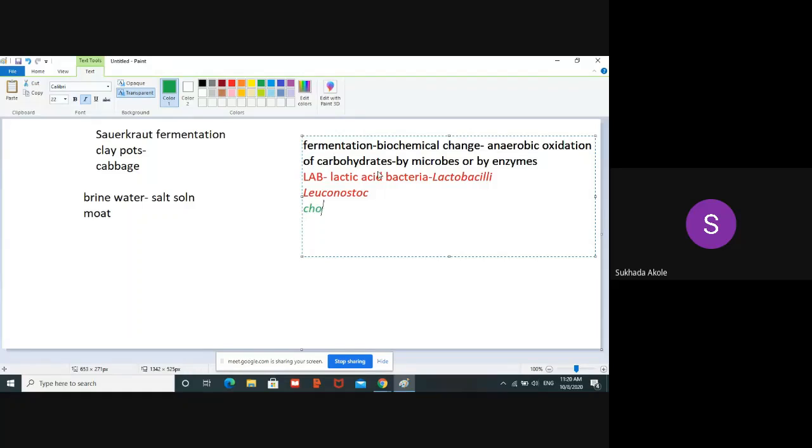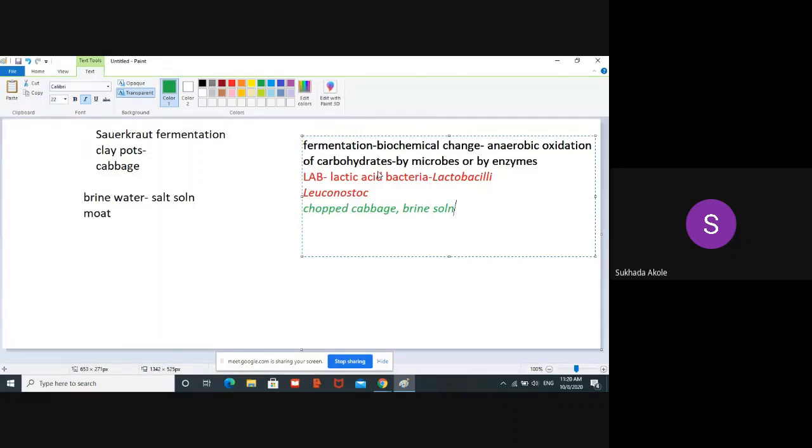Ingredients: chopped cabbage and brine solution. Okay, so take a container, add chopped cabbage to it, add brine solution to it. At home level, cover it with a cloth.